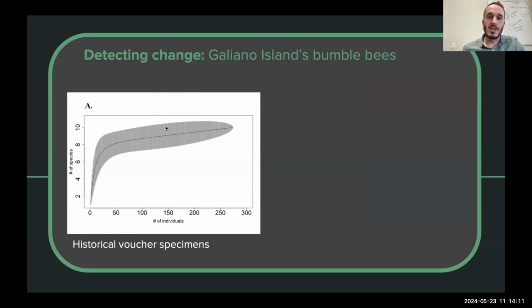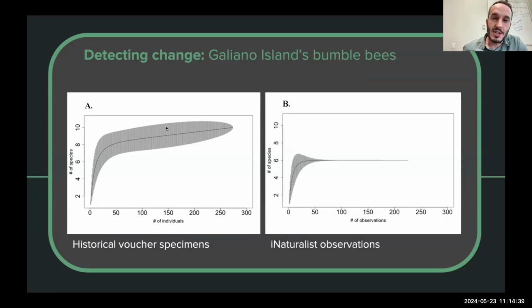So from these 3 sources of data, I generated rarefaction curves, which estimate the expected number of species in a sample as a function of the total number of individuals sampled. So you have the total number on the bottom, and then on the y-axis you have the number of species. So this curve for the historical data shows that there were at least 10 bumblebee species historically occurring on Galiano Island.